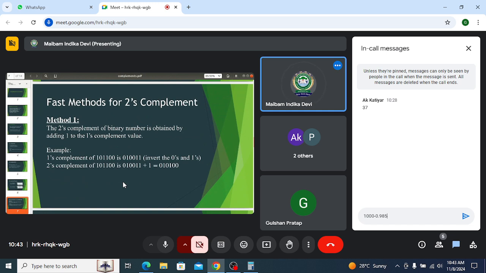Method 1, there are two. The two's complement of a binary number is obtained by adding 1 to the one's complement value. We haven't learned how to find one's complement, but after you learn it, first you find the one's complement.